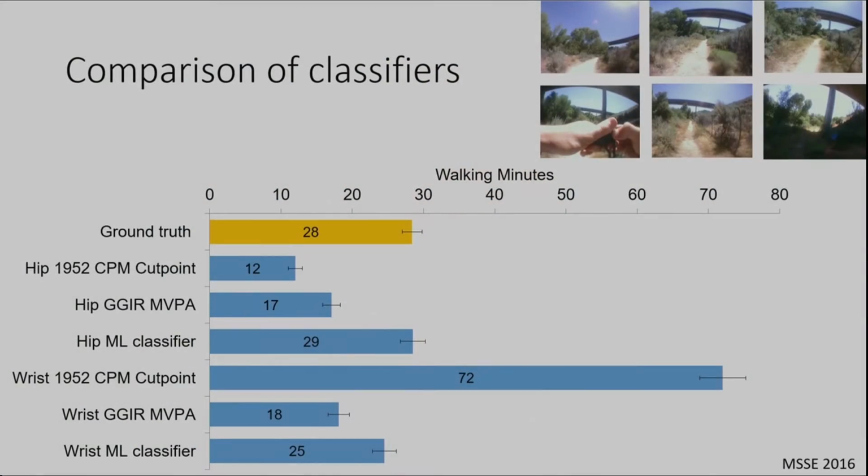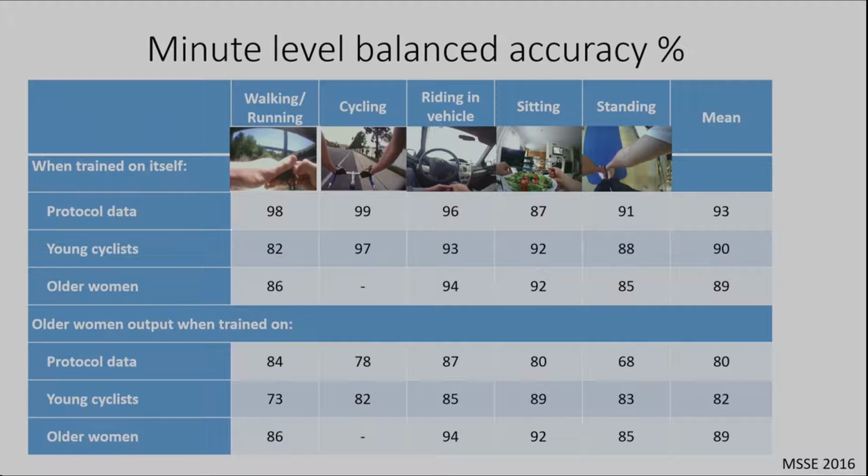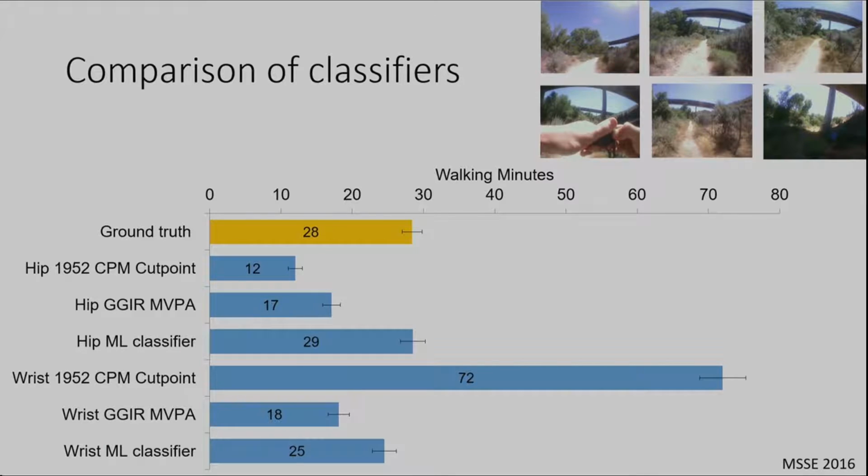So here's what we've been doing. This is just a classifier for walking minutes. As I said here, you can see these other behaviors that we've been working on as well: riding in a vehicle, sitting and standing, all from hip-worn accelerometers. So this is just focusing on the walking.